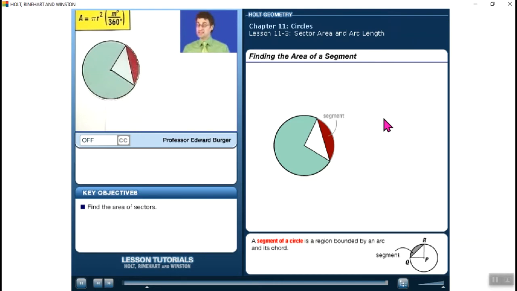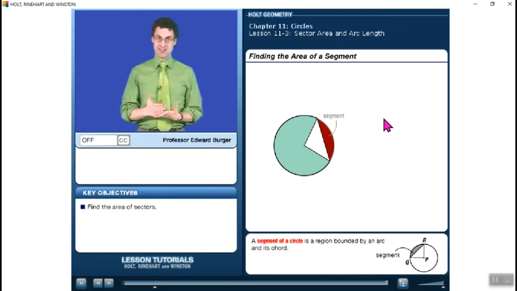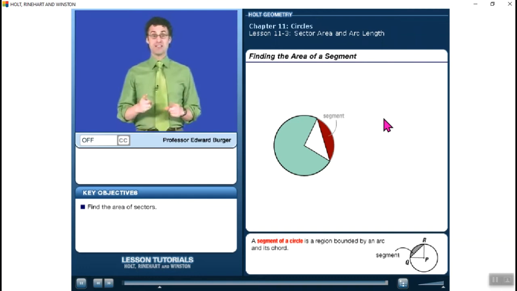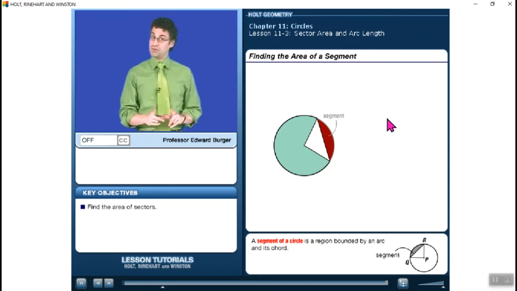Now, it's easy to get confused between a segment and a sector. So I'm going to actually share with you something that I learned a long, long time ago when I was in high school and I was taking geometry. My geometry teacher told a great way of remembering the difference between a segment and a sector. And you know what? It stayed with me for like a million years. Okay, I'm not a million years old, but pretty close.